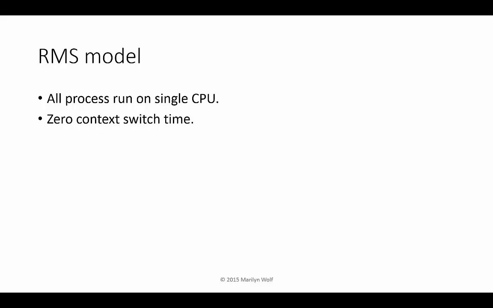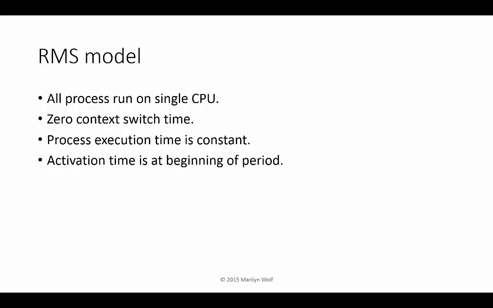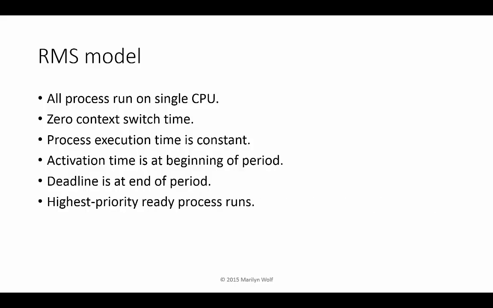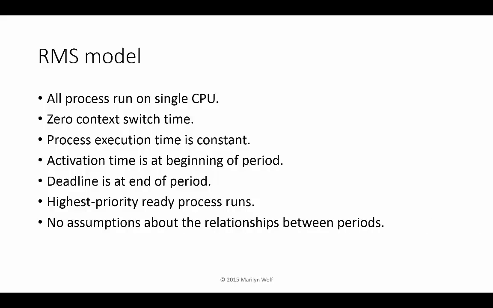The RMS model makes several assumptions. All processes run on a single CPU. Context switching takes 0 time. Process execution time is constant. The activation time for every process is at the beginning of its period, and the deadline is at the end of the period. And the scheduling rule is that the highest priority ready process runs. Now note that this makes no assumptions about the relationships between periods.